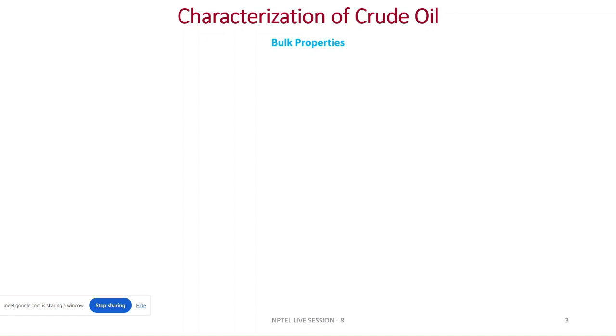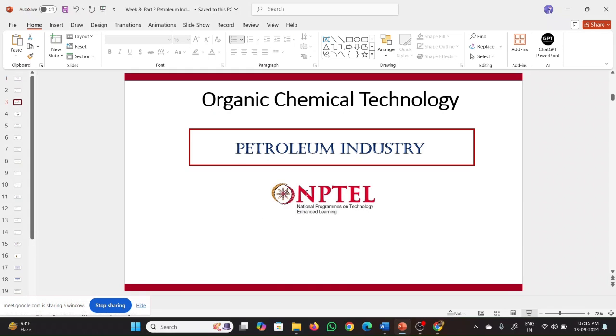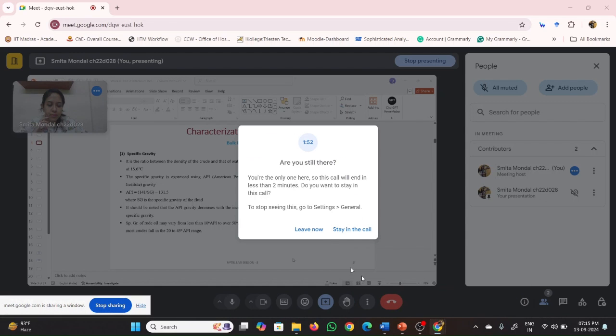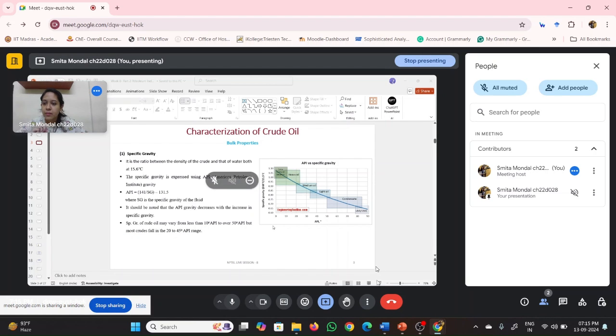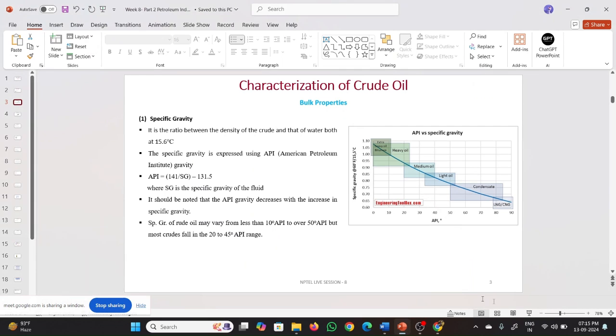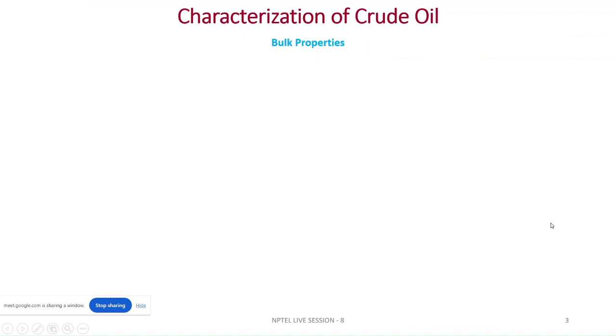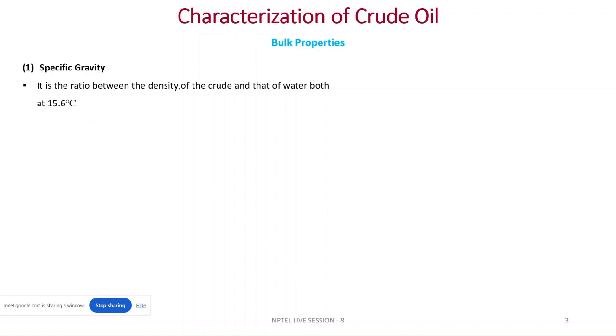So at first we will be discussing bulk properties. Bulk properties of the crude oil. The first bulk property is the specific gravity. Now, specific gravity is the ratio between the density of the crude oil and the density of the water. That is the ratio. And the density of the crude oil and the water should be measured at 15.6 degrees Celsius.